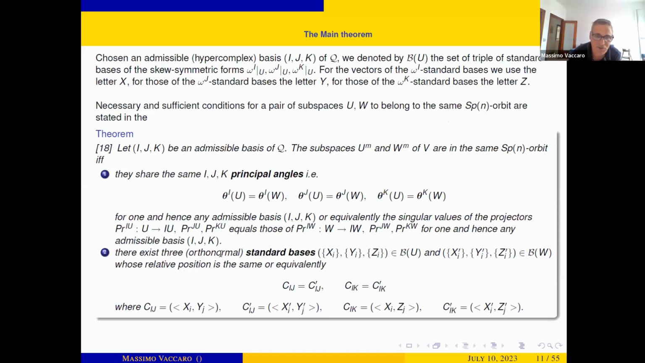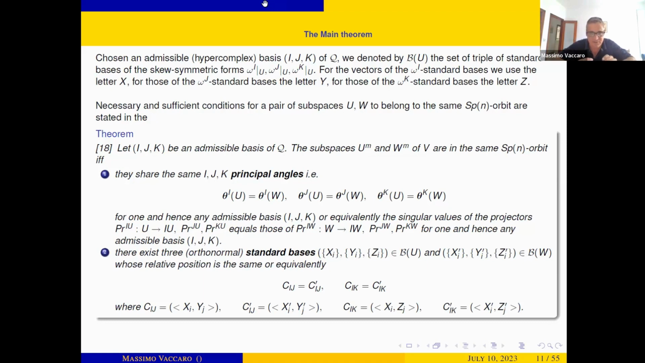That is, theta_I(U) equals theta_I(W), theta_J(U) equals theta_J(W), and theta_K(U) equals theta_K(W), for one and hence any admissible basis (I, J, K). Or equivalently, we could say that the singular values, if you remember the singular value decomposition from algebra, of the projectors from U to IU, U to JU, and U to KU are the same as those from W to IW, from W to JW, from W to KW, for one and hence any admissible basis. This is the first point.